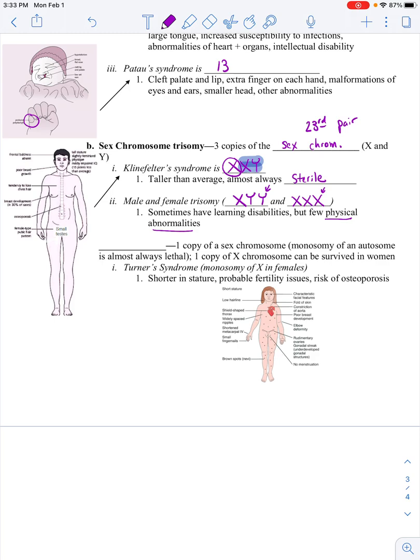And then monosomies, the only survivable monosomy, where you have one copy of a chromosome, is monosomy of the sex chromosomes for females. So girls who are X and no other chromosomes. So they're supposed to have two X chromosomes, but they only have one. This is called Turner's syndrome.